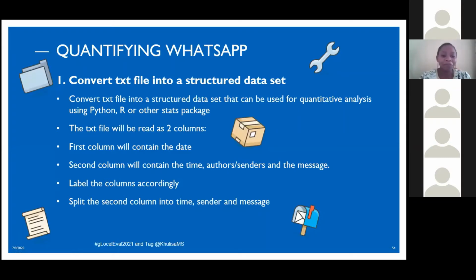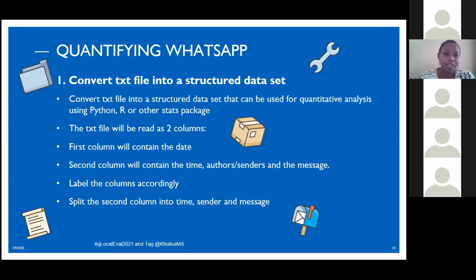The first step when you're trying to quantify the WhatsApp data is to first of all convert the information in the TXT file into a table that can be used for analysis, be it in Excel or in any other software. This was doable with Excel, but it required a lot of manipulation. So the option I chose for this project was Python, but you can as well do it with R or other packages or other software.